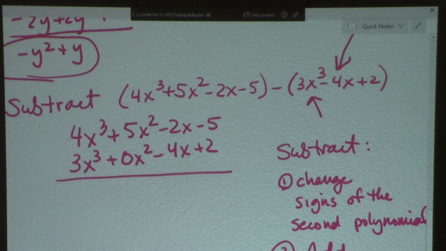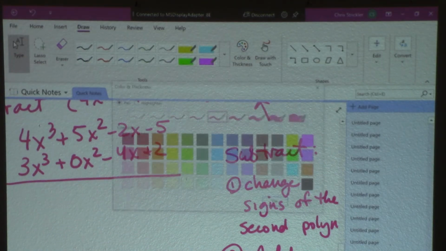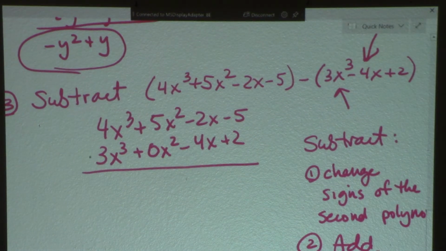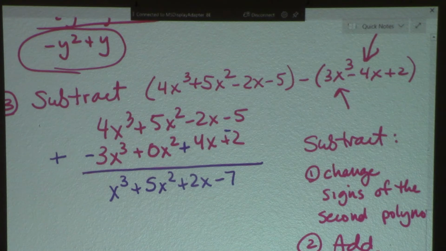Okay, so let's go up here, and I'm going to change colors so it's real obvious. And I'm going to change all the signs. So this becomes negative 3, that doesn't matter. This becomes positive 4 and negative 2. So I'm going to add now with my new signs. So what do I get? 4 minus 3 is 1. And then 5 plus 0 is 5. Negative 2 and 4 is 2x, and negative 5 and negative 2 is negative 7. So there's my answer for subtraction.